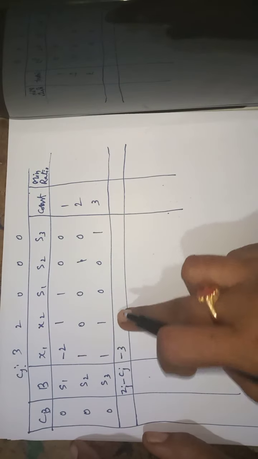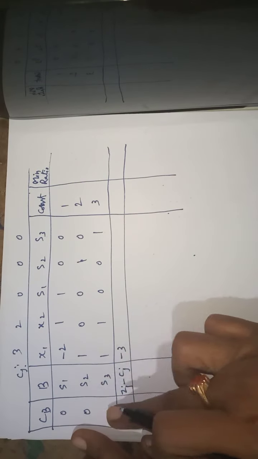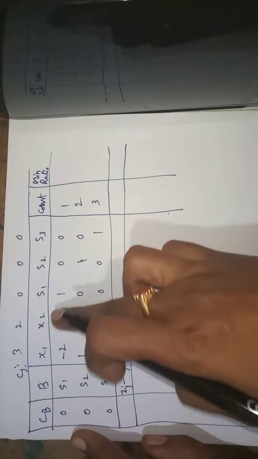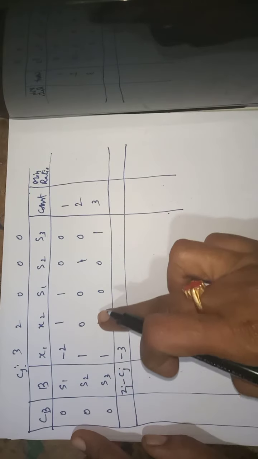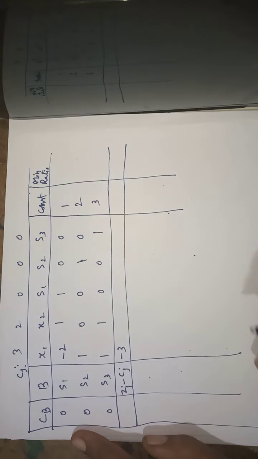In the same way, to get the next element, we multiply this column into the CB column: 0 into 1 plus 0 into 0 plus 0 into 1, minus Cj, which is 2.